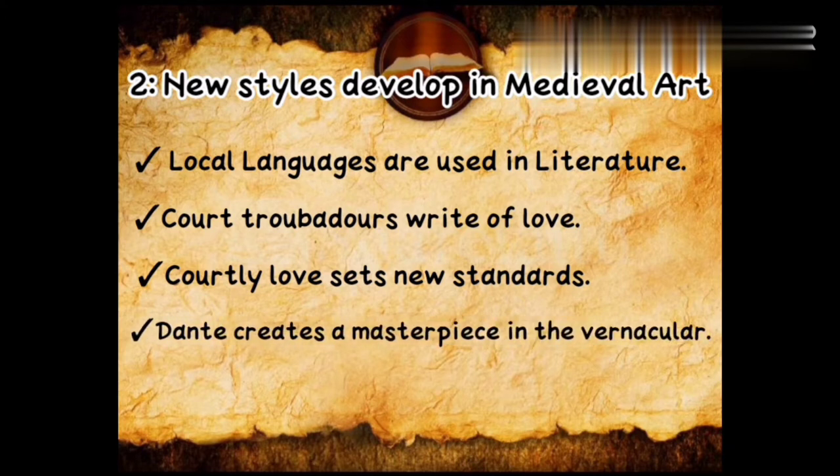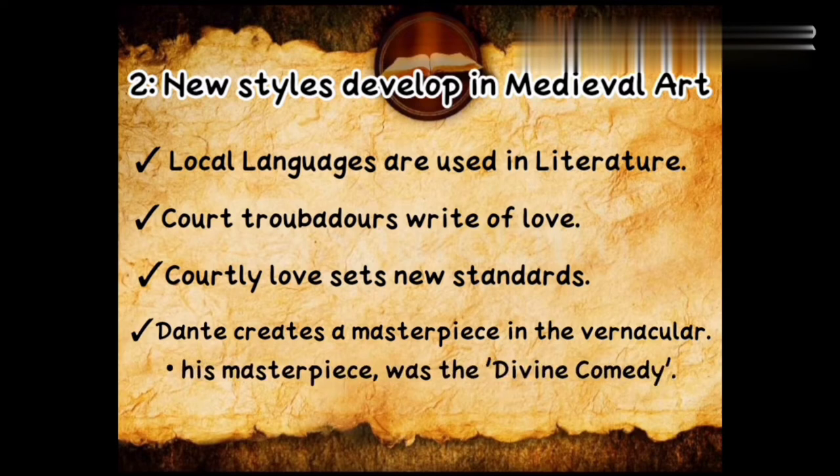Dante creates a masterpiece in the vernacular. The greatest poet of the Middle Ages was Dante Alighieri of Florence, Italy. In the tradition of the troubadours, Dante wrote love poems to his beloved Beatrice. His masterpiece, however, was the Divine Comedy, a description of the poet's journey through hell, purgatory, and paradise, guided by the Roman poet Virgil. Within this framework, Dante gave a vivid description of the people and places of medieval Italy. The poem was written in medieval Italian and helped establish the vernacular as a literary language.